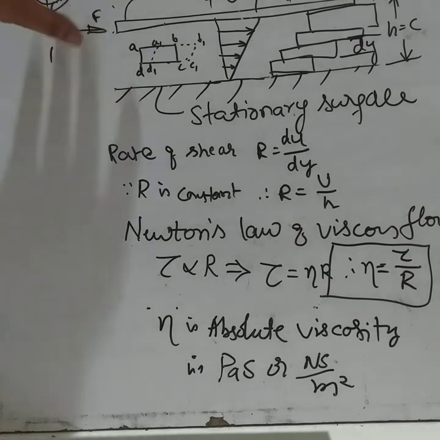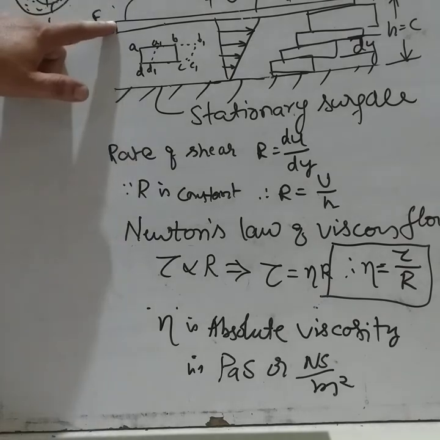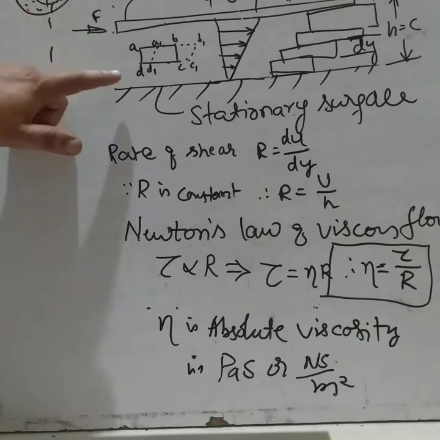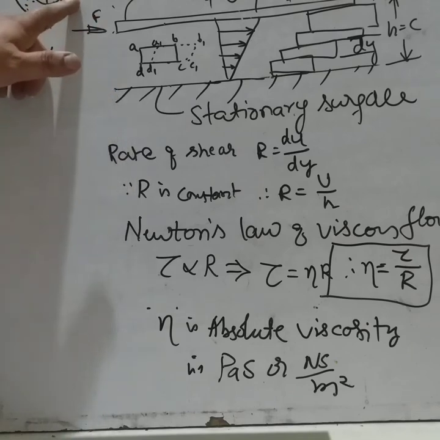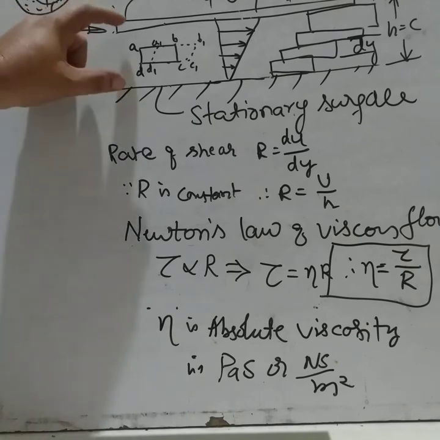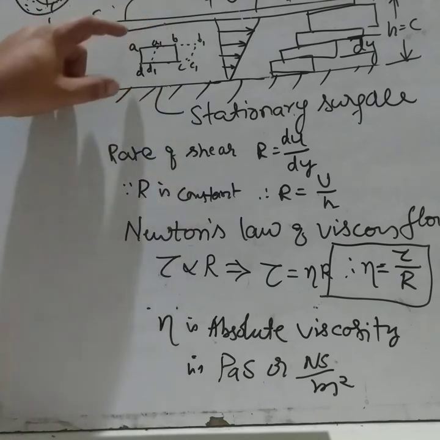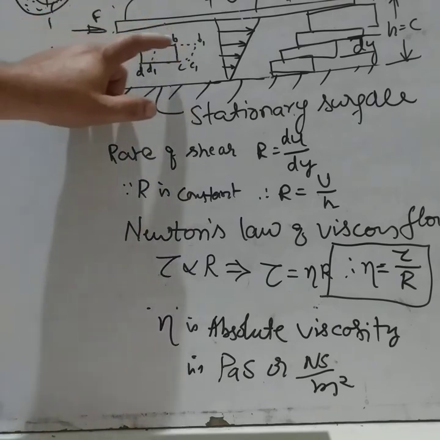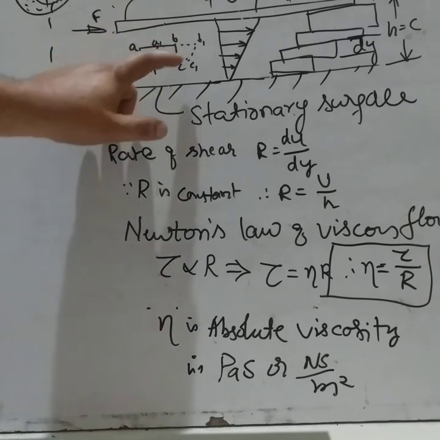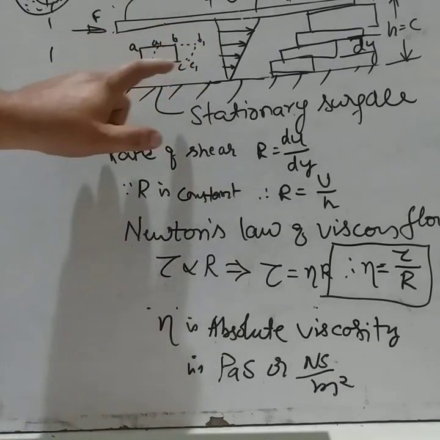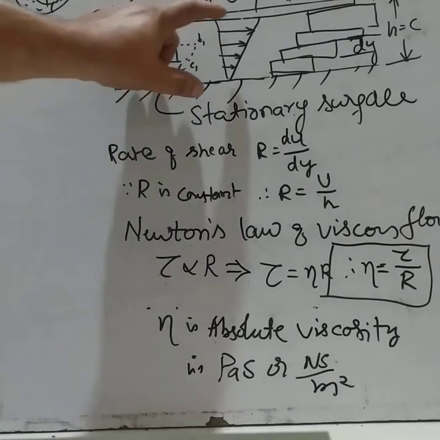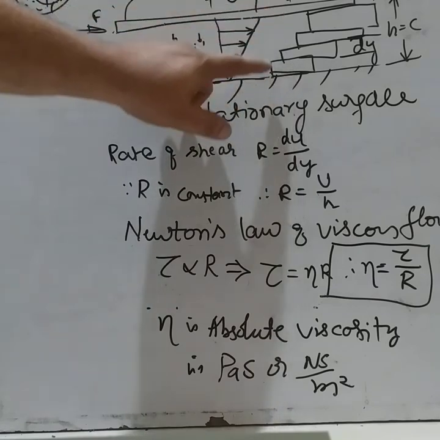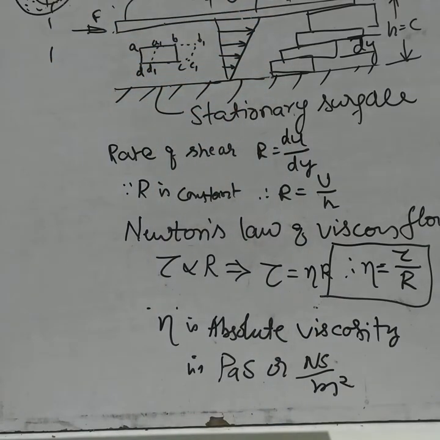Okay, so we have the moving surface, which is essentially the representation of the journal. We have the stationary surface, essentially the representation of the bearing. Between journal and bearing, we have fluid. So the fluid after some time will change its shape from ABCD to A1, B1, C1, D1, and this change in shape depends upon the distance of the fluid film from the stationary surface.